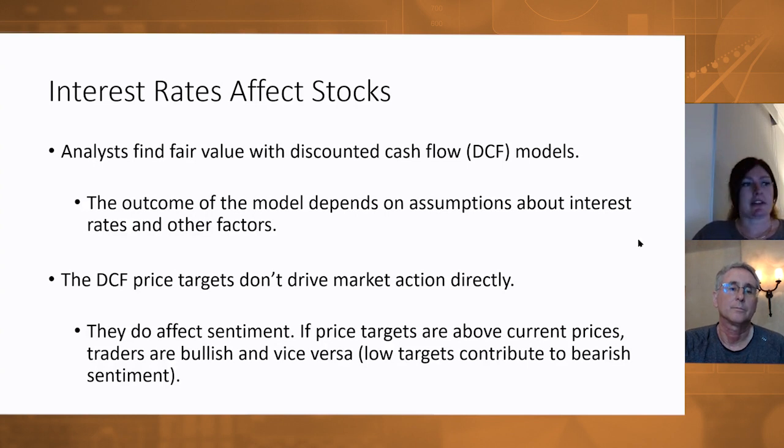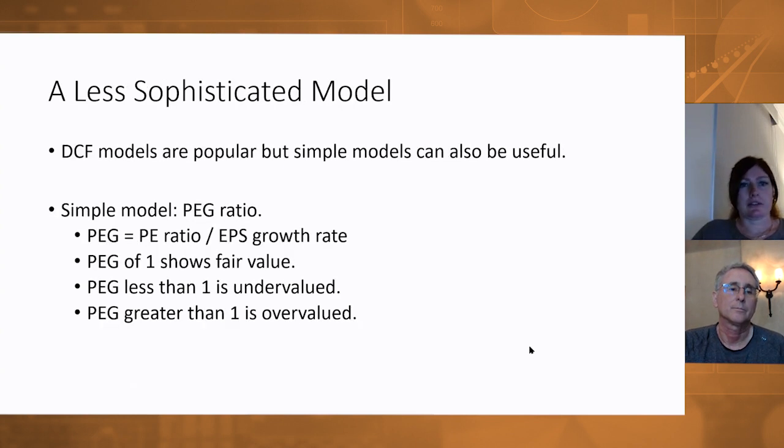So the models are complex. But there are simpler approaches. So I do like the PEG ratio. This just compares the PE ratio to the earnings growth rate. There are still assumptions, but it's a simpler idea where one represents fair value and ratios under one indicate a stock is undervalued.